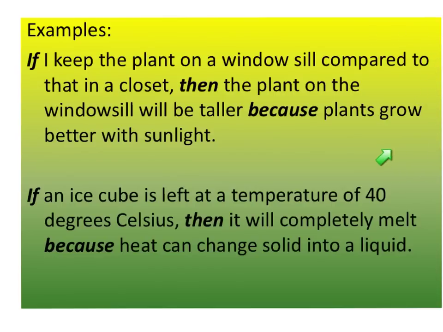This hypothesis clearly states, or we could conclude by reading this hypothesis, that someone is trying to do an experiment, putting one plant on a windowsill and the other one in a closet, and they're trying to find out which plant will grow taller. So they have what we call a manipulated variable. They're changing the location of the plant.